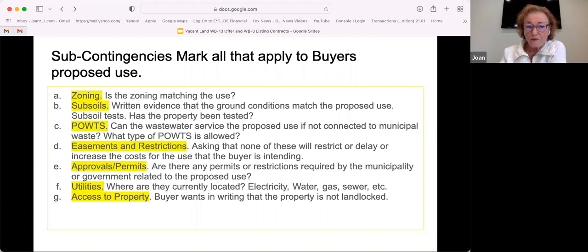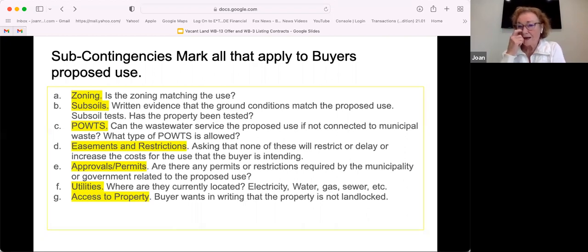So there's a form under this utility sub-contingency saying the buyer wants to know where the utilities are. It's either in the disclosure report, or you are, as the buyer, saying, I want to make sure the electricity is at the lot line. I want to make sure that the water is available. If not, then it's going to be a private well on that lot. I want to know where the gas comes in. A lot of times that's going to be at the lot line or at the nearest road. Same thing with sewer. You want to know where and what, and that's all under the proposed use thing too.